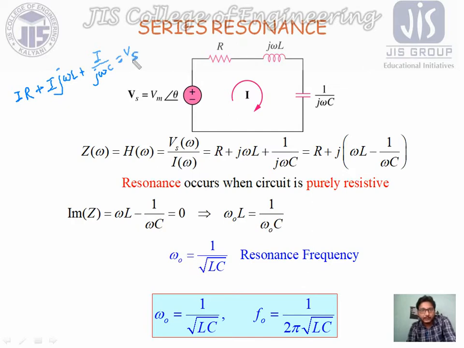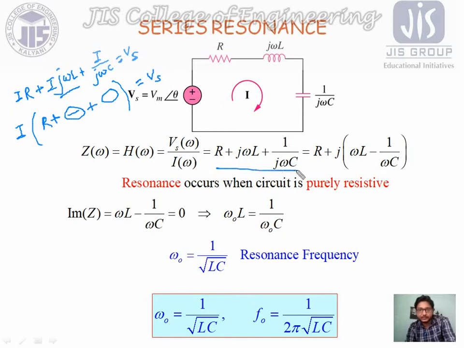No problem at all. Now if we take I common, this part contains R plus j omega L plus 1 by j omega C, equal to Vs. Then we can write the voltage Vs divided by current, that is equal to R plus j omega L plus 1 by j omega C. That term is written over here.